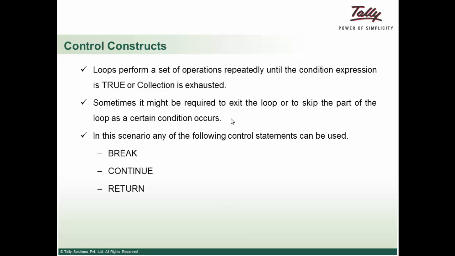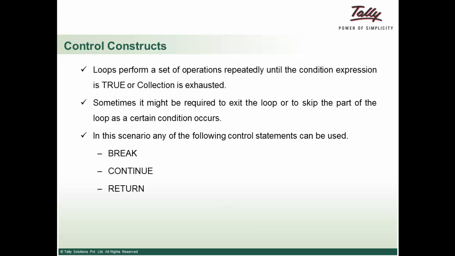Then we have the control construct. Although the loop performs a set of operations repeatedly until the condition expression is true or the collection is exhausted, at times we are required to exit the loop or skip a part of the loop based on certain conditions. For example, a factorial is a multiplication of the number provided down to the number till we reach 1. So it is 5 into 4 into 3 into 2 into 1.